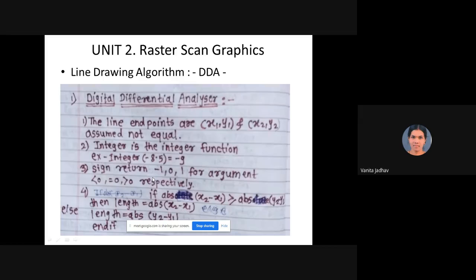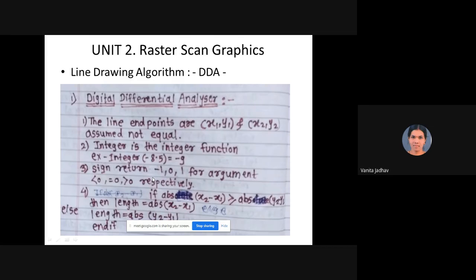So it is again step by step. First step: the line endpoints are x1, y1, x2, y2, assumed not equal. Just now we discussed the basic requirement to draw the line. We require two endpoints. Here two endpoints are given. One endpoint has the x coordinate x1 and y coordinate y1, and another endpoint has the x coordinate x2 and y coordinate y2.